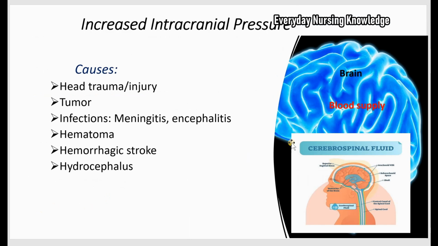Now, what causes increased ICP? Remember three factors that contribute to ICP, which is brain tissue, blood supply, and CSF. So any trauma or disease that can alter the normal anatomy or increase the volume of brain tissue, blood supply, or CSF leads to increased ICP. Example, a head trauma or injury to the brain, tumor within the brain, infection, example, meningitis, encephalitis, hematoma, blood collection within the brain, or hemorrhagic stroke, bleeding into the brain, hydrocephalus, a block in the CSF pathway. All these disease conditions can lead to increased ICP.